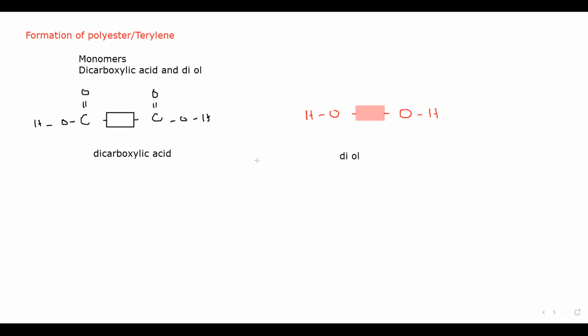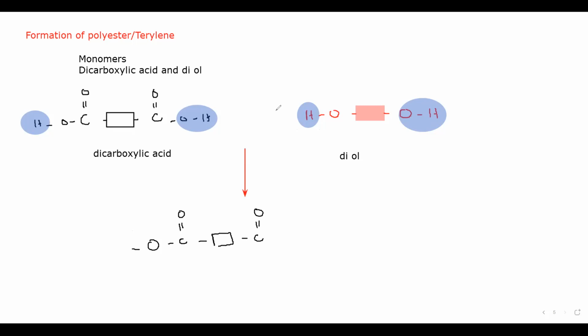Now to form a polymer, by condensation polymerization, they should react in a manner that releases water molecules. So how do they react? First, the carboxylic acid loses its H on one side and its OH on the other side. Same thing with the diol: on one side it loses its H and on the other side it loses its OH. So the shaded part is lost. What we are left with will be a polymer. On one side we remove H, so it will be O, C double bonded with O, then there is a box, then C double bonded with O, and this OH and H removed.